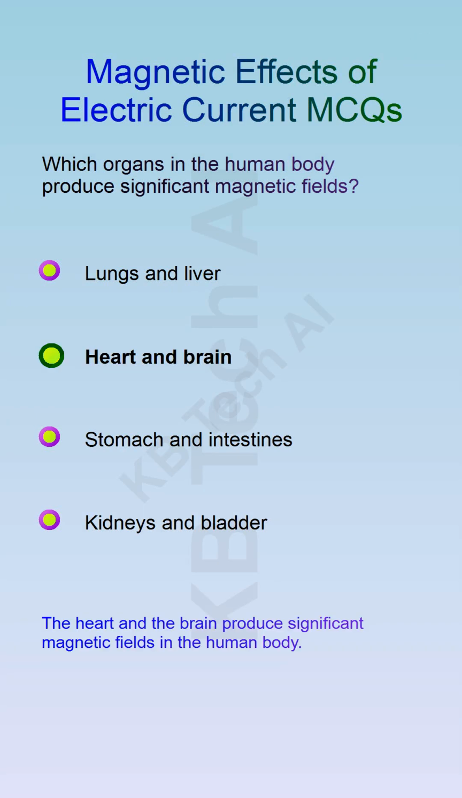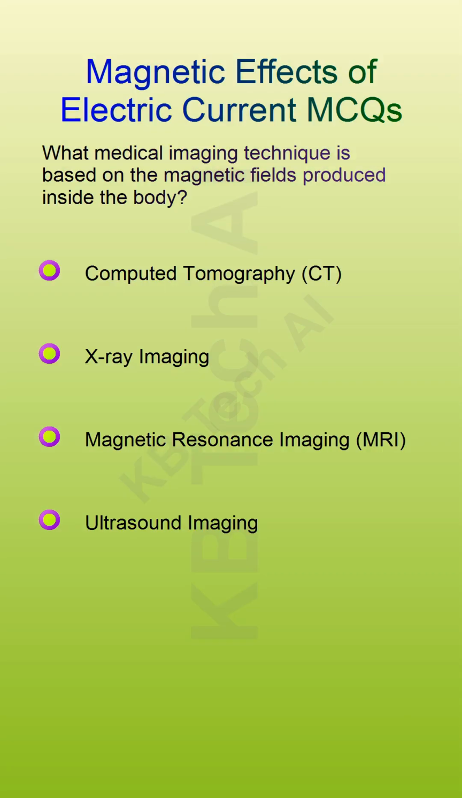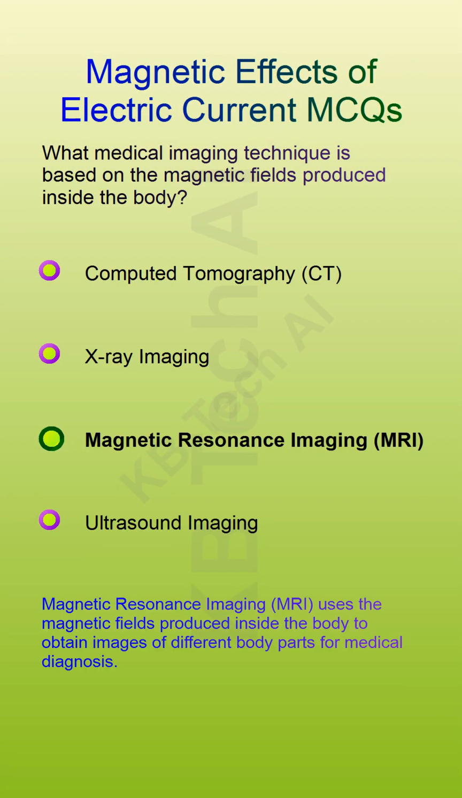The answer is, option 2, heart and brain. What medical imaging technique is based on the magnetic fields produced inside the body? Option 1, computed tomography, CT. Option 2, X-ray imaging. Option 3, magnetic resonance imaging, MRI. Option 4, ultrasound imaging. The answer is, option 3, magnetic resonance imaging, MRI.